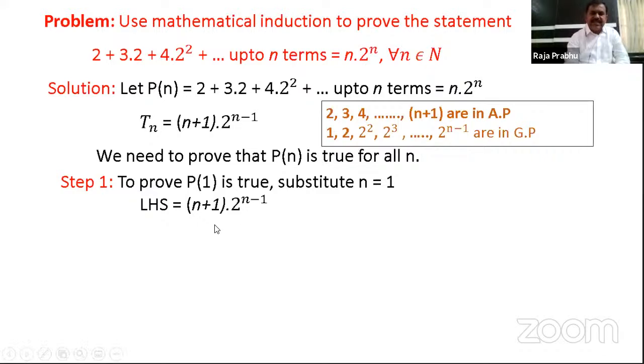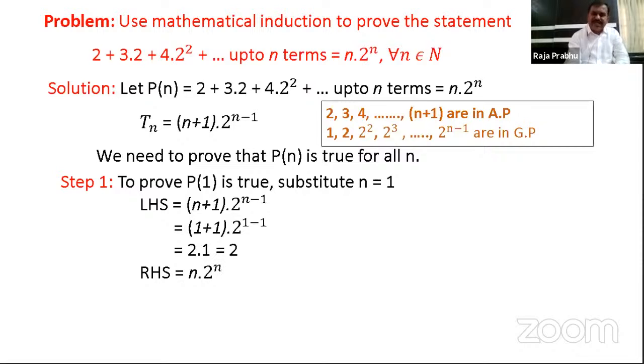So what is LHS here? Nothing but the nth term. That nth term is n plus 1 into 2 to the power n minus 1. Now substituting 1 in the place of n and simplifying, we get 1 plus 1 into 2 to the power 1 minus 1. 1 plus 1 is 2, whereas 2 to the power 1 minus 1 is 2 power 0, nothing but 1. 2 into 1 is 2. A very simple simplification, very simple step.